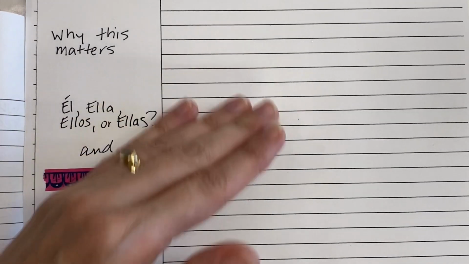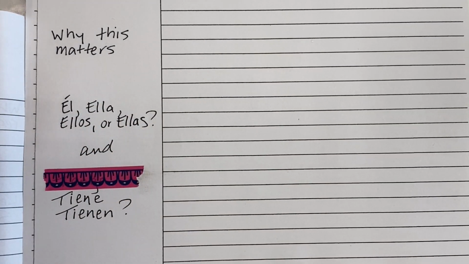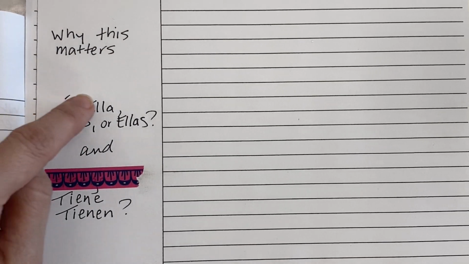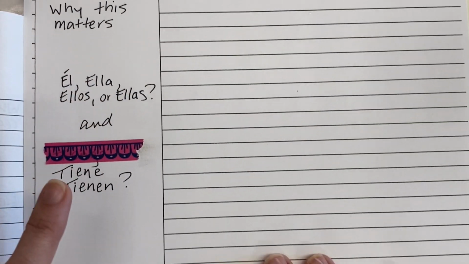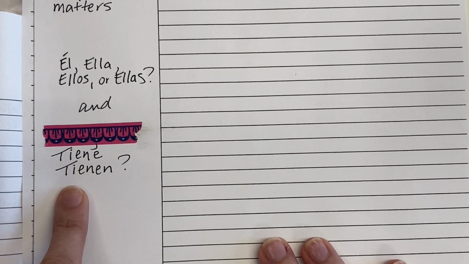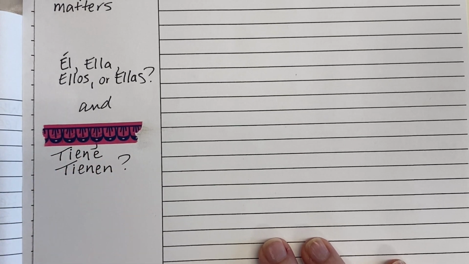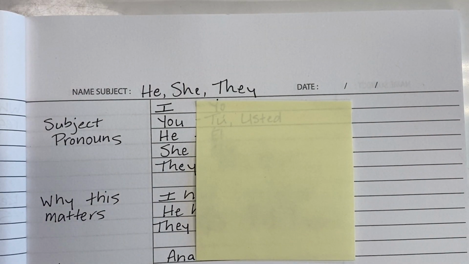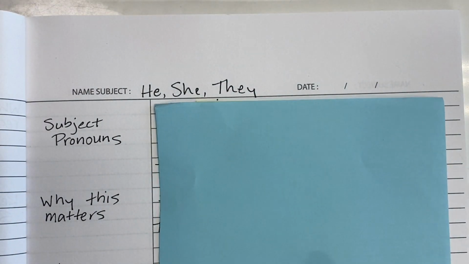We are going to decide with a list of people, should their subject pronoun be, or would their subject pronoun be él, ella, ellos, or ellas? And then finally, would we use tiene or tienen with those people? So let's get started. The first thing to talk about are subject pronouns.